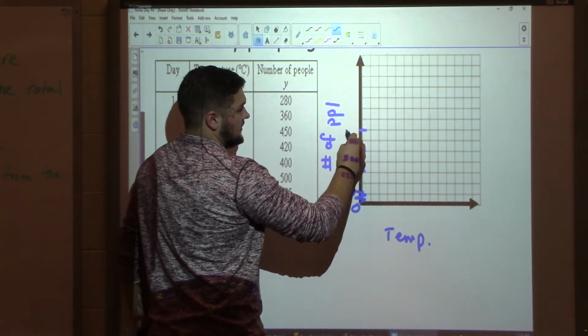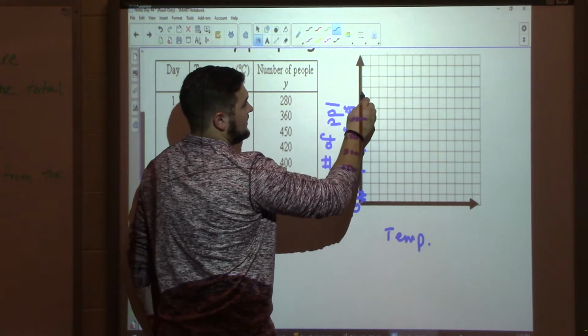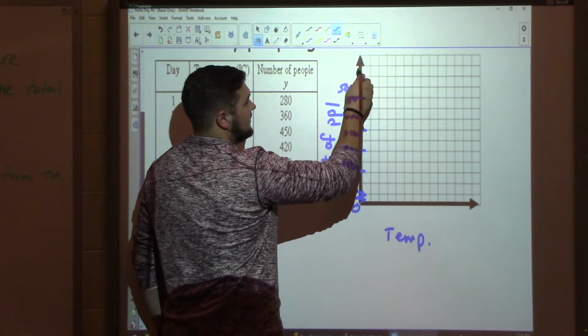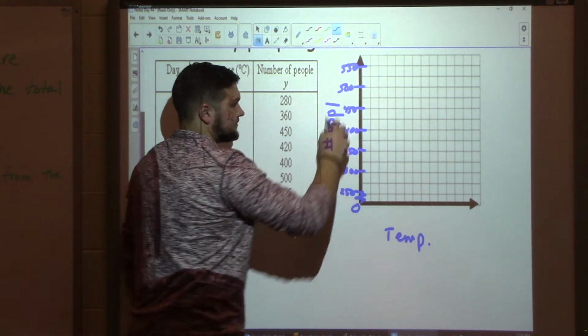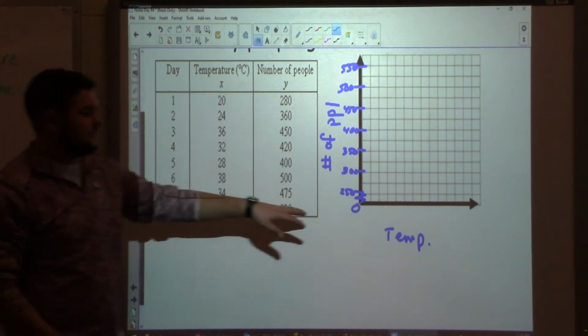350, 400, 450, 500, 550. Now, if on a test or a homework you just go right from 0 to 250 and you don't put that little sign, it'll probably get marked wrong. Actually, you can't just start with a different scale than normal. This tells you that you're jumping a part of your graph.